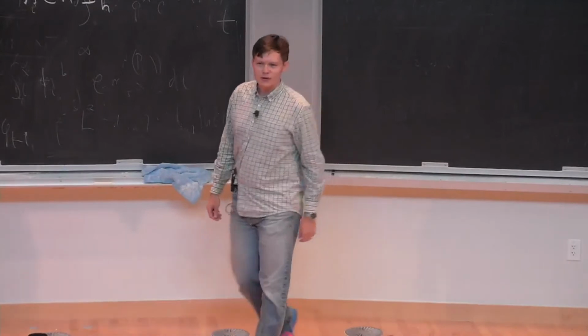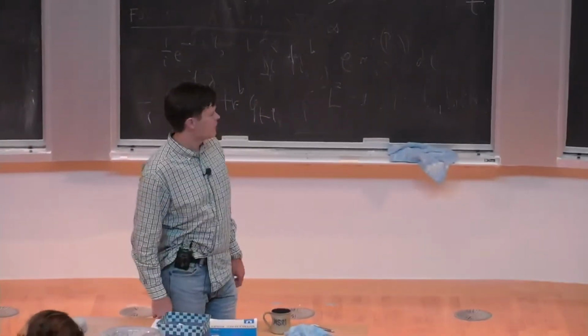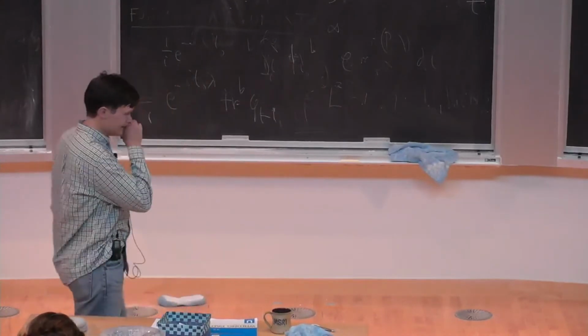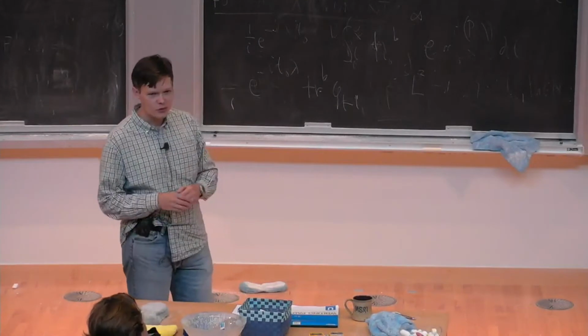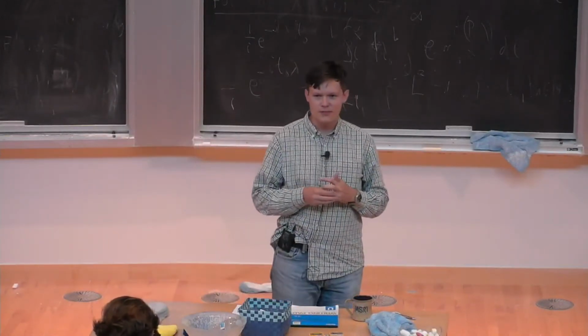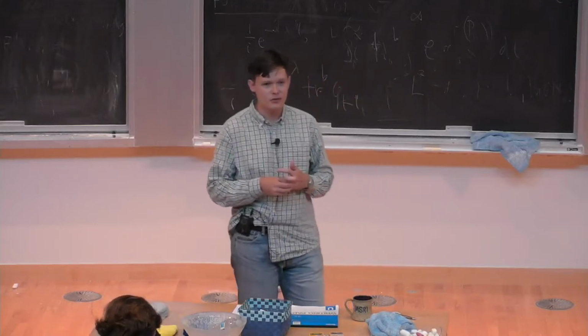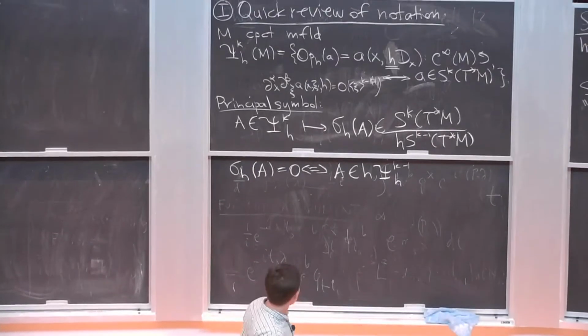Appendix E.4 towards the end of the book has a significant amount of detail about what I'm going to present. So I'll start with a quick review of the notation that I'm going to use. And in the process, I will also introduce semi-classical pseudo-differential operators very briefly, which I believe might be used in Maciek Zworski's Friday lecture. So what are these?